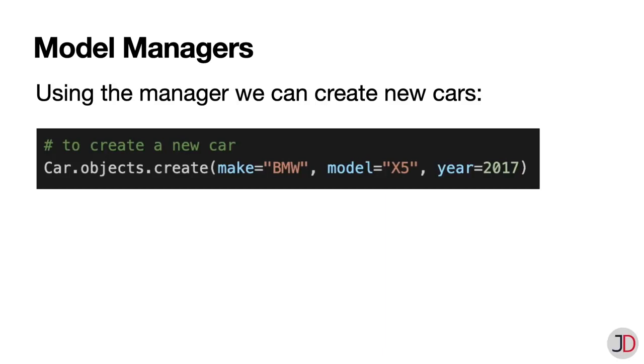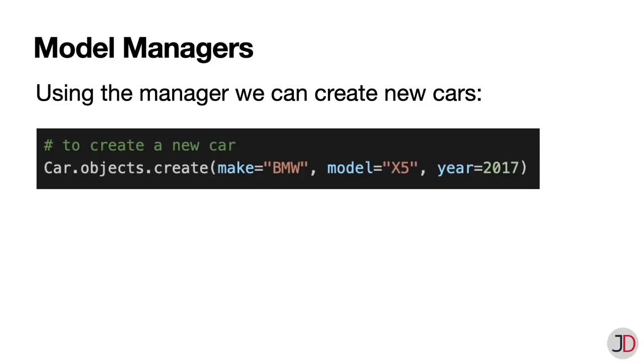The model is, in this case, we set it to the X5, and we've set the year to 2017. And what that'll do is it will create a new car in our database. So it's going to populate a new row in the car table, which is going to have all that information, BMW X5 and 2017. Now, this is just one example of the methods that's provided on the model manager.